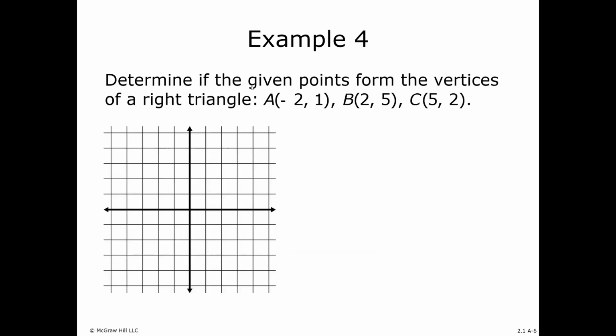So you want to determine if the given points form the vertices of a right triangle. You've got (-2, 1), (2, 5), and (5, 2). And that triangle kind of looks like a right triangle. It could be.